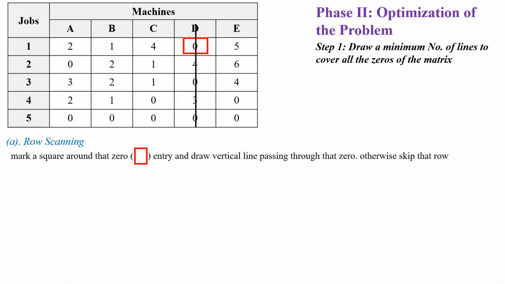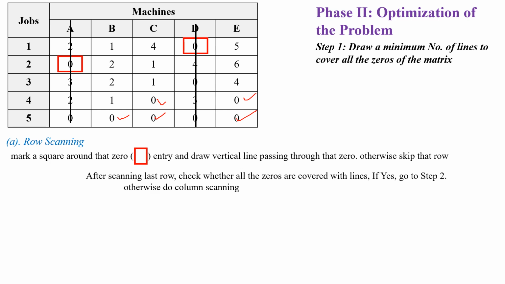Next, in the second row there is exactly one zero, so mark a square around that zero and draw a vertical line passing through that zero. In the third row there are no zeros, so we skip the third row. In the fourth row there is more than one zero, so we skip the fourth row. Similarly, in the fifth row also there is more than one zero, that is, 3 zeros, so we skip the fifth row also.